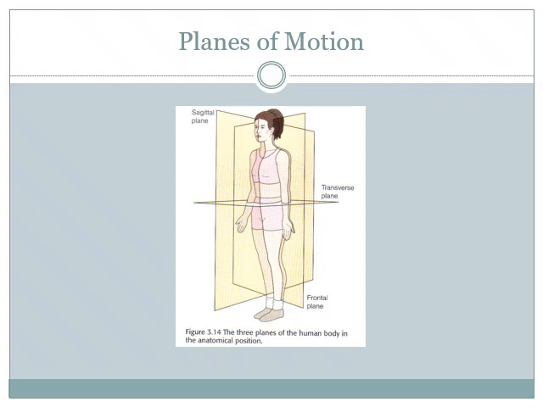Now the key with movement is that movement always occurs through a plane. We'll talk about the planes and we'll talk about the axes of motion. Movement goes through a plane and around an axis. For instance, with shoulder abduction, when you abduct your shoulder, there's a plane that it moves through and there's an axis that it rotates around. So those are the planes.